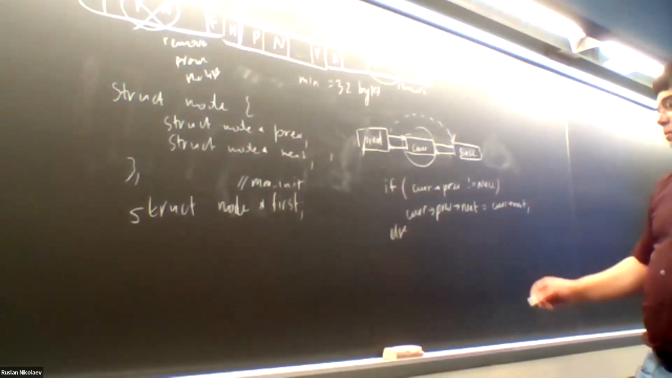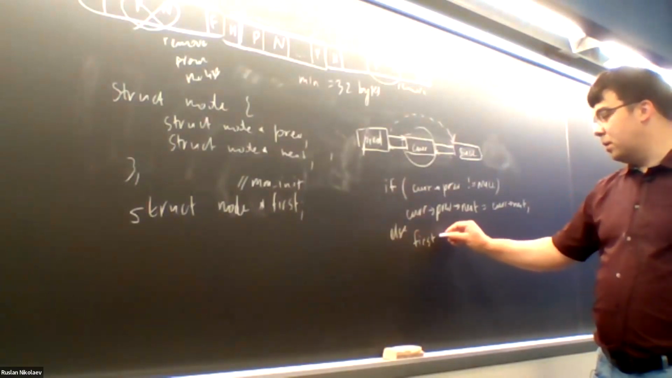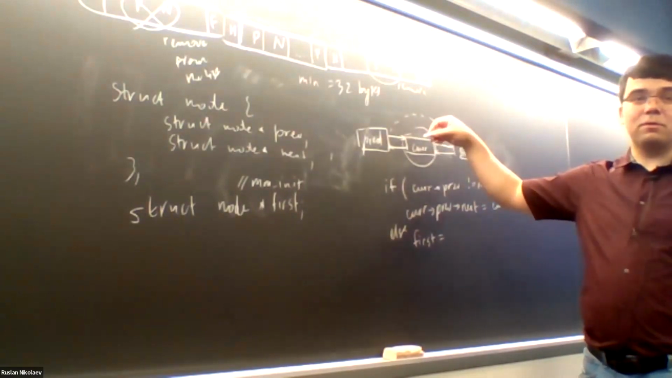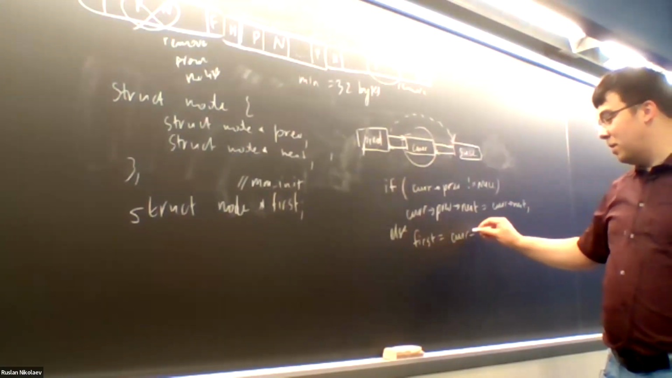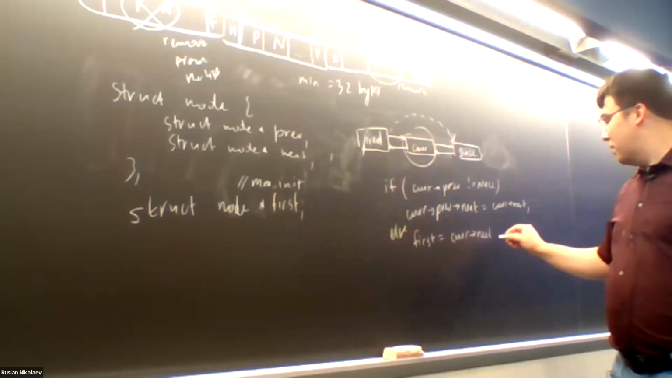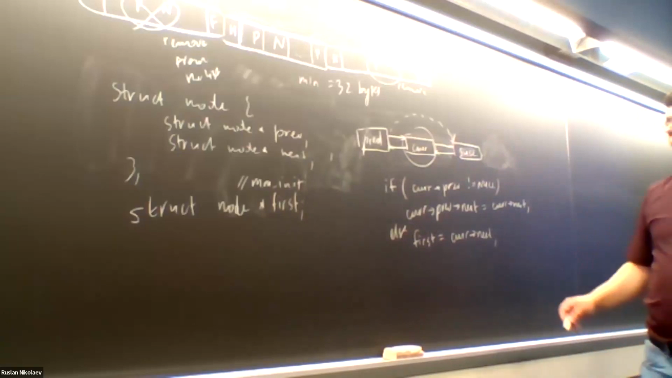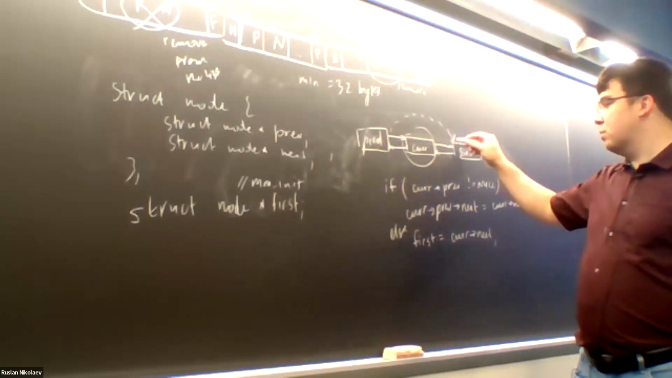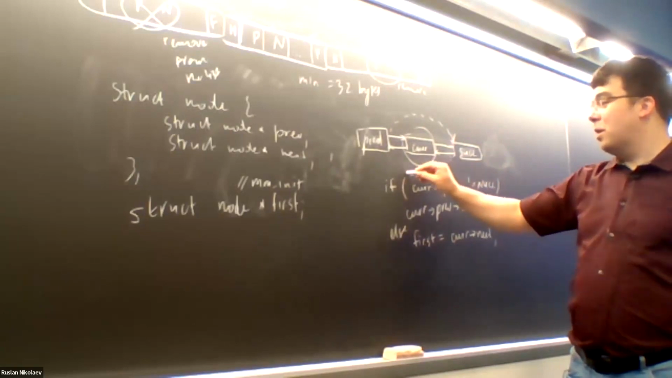So we want to update the first element. Else, we want to update first, and it should become current next, because current was the previous first element. That means we have to make the next element the first one. So we updated the previous element's pointer, so the predecessor next points to this. But we also need to update the successor pointer. So the successor should point to the predecessor.